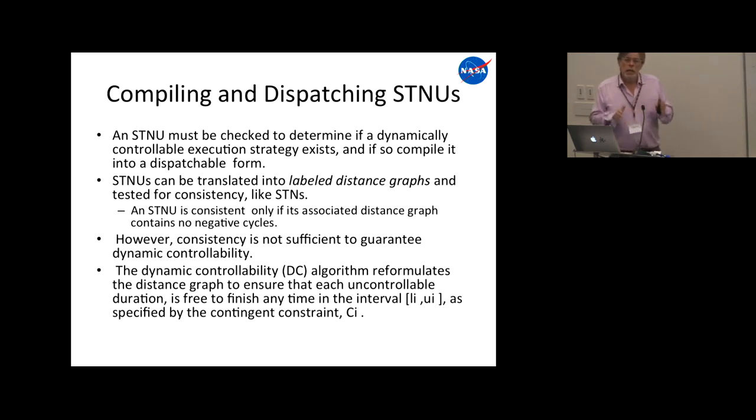In other words, remember in the STN case, when you apply all pairs shortest path, you're establishing boundaries and shrinking the bounds of the intervals in order to figure out the tightest upper and lower bounds that are implied by the constraints. But the problem in STNUs is that if you shrink an interval that represents a contingent constraint, you have no control over what nature does. Nature doesn't care. It's going to pick a value outside of that range, right? So you can't apply exactly the same kinds of procedures as we did in the STN case.